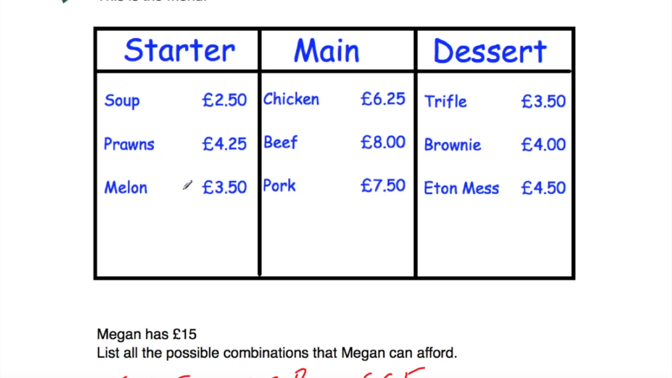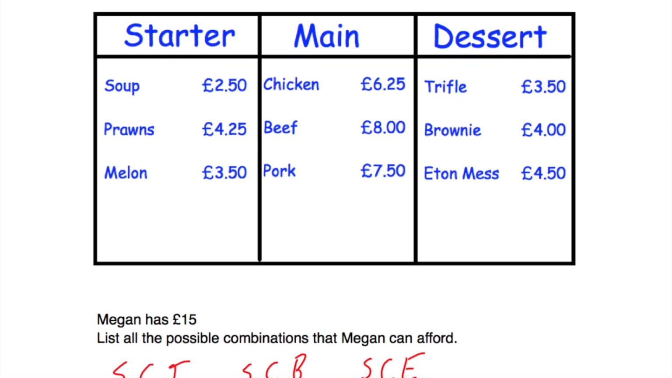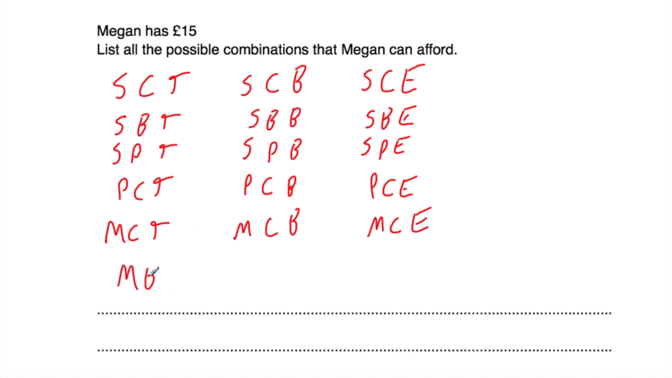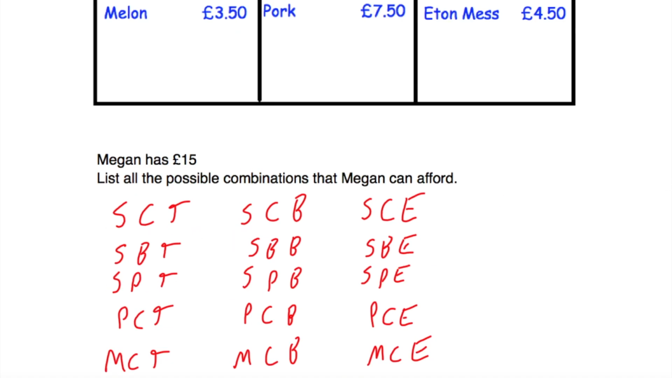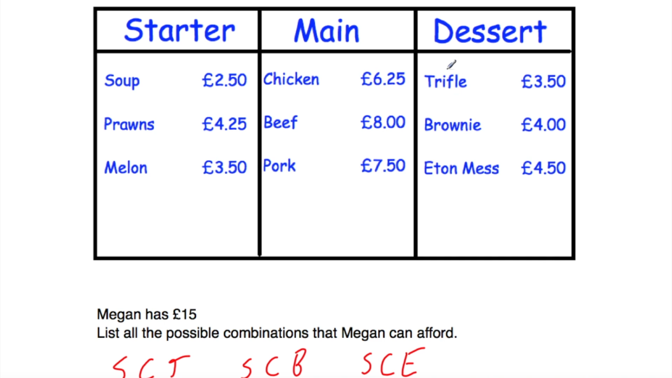Okay, now let's have a look at the melon and beef. So that's £3.50 plus £8, that's equal to £11.50. Now she can only afford the trifle here because that's £3.50, and if we have £11.50 and £3.50, that's £15. So she can have melon, beef and trifle, but she can't afford the other desserts. So it's going to be MBT. And then finally we've done the melon and beef, so she can only have one dessert with that.